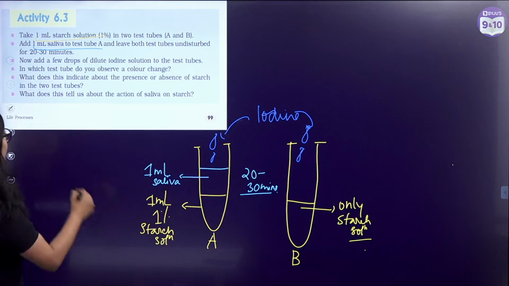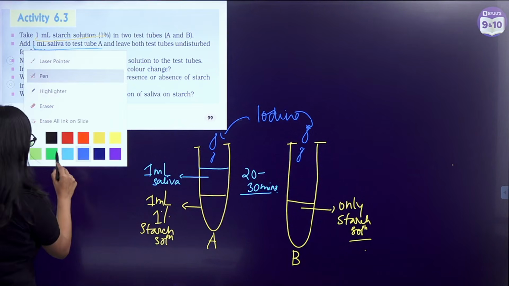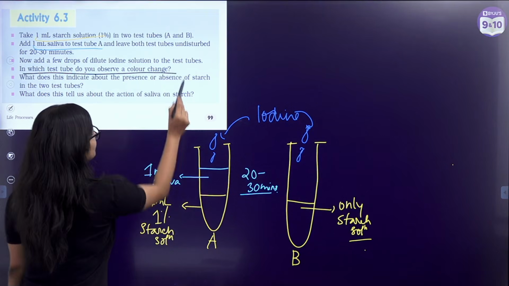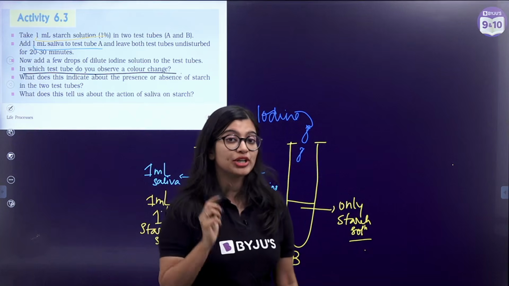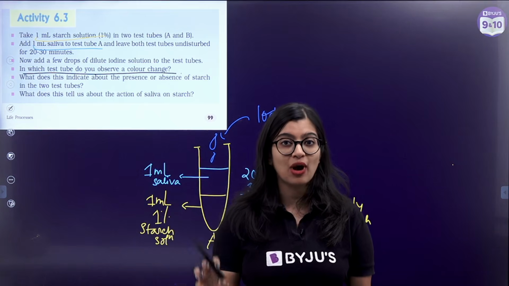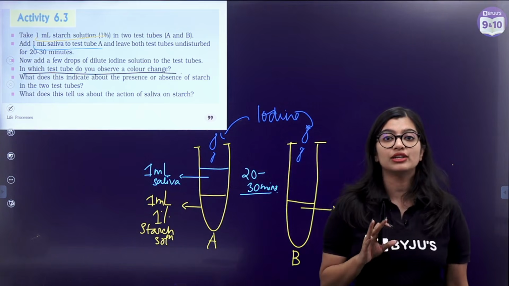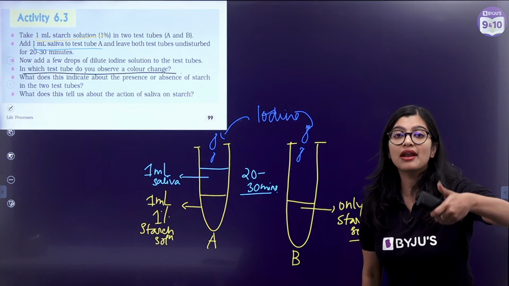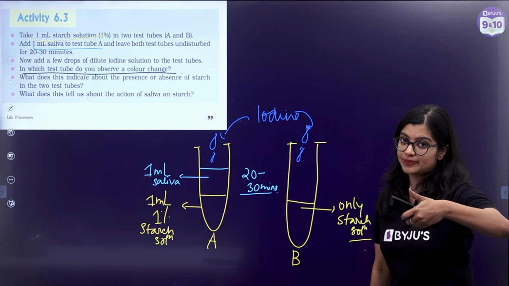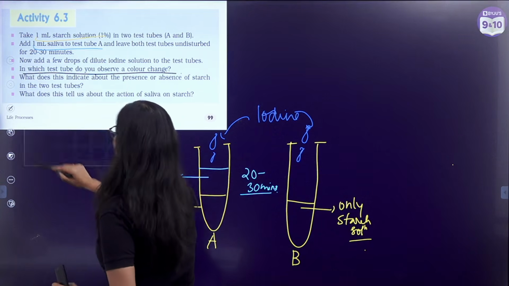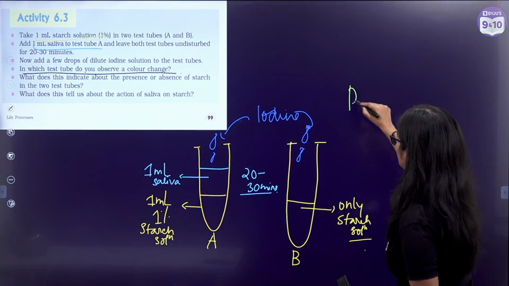Now, what is the question asking you? The question is asking you, in which test tube do you observe a color change? Is it going to be test tube A or test tube B? Pause this video and try to answer this question by yourself. You know what is given to you. Where are we going to observe color change? Now we know that we will observe color change in test tube B.